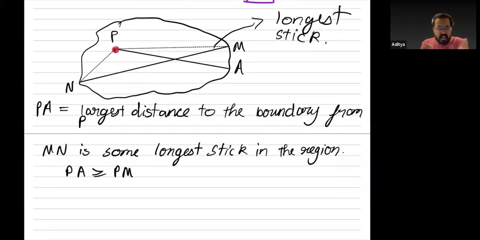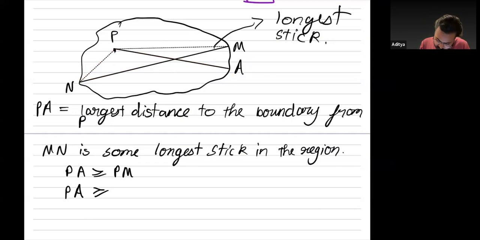I am taking any random point inside this region. And the way I've made it, it doesn't look convex, but I'm assuming that this region is convex. Okay. Convex region means if I take any 2 points inside this region, I join it, the entire line segment will lie inside this region. Okay. This point P has its furthest distance from the circumference, let's say at point A. Then for this longest diameter, PM will be smaller than or equal to PA. Similarly, we can say that PN is smaller than or equal to PA.